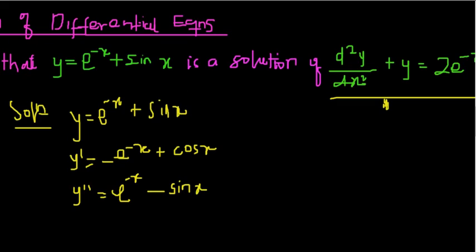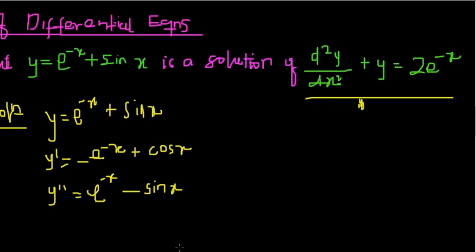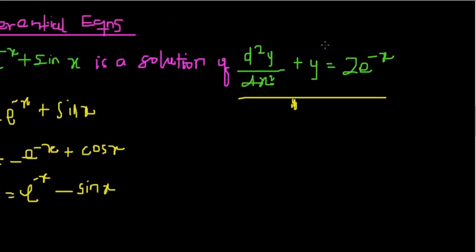All you have to do is substitute this expression into this differential equation. This differential equation could also be written as y double prime plus y equal to 2e to the power minus x.